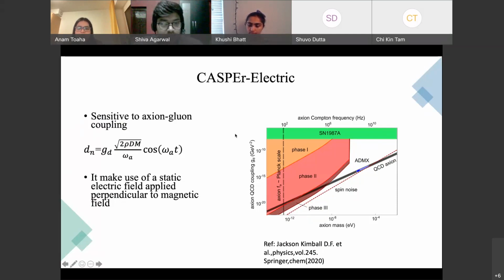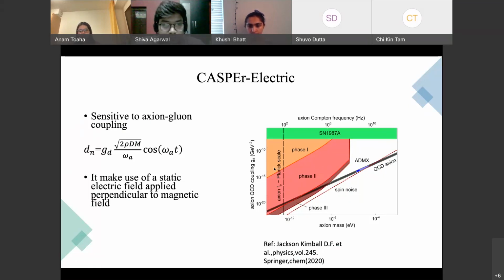So this is also the graph of the experimental reach for CASPEr electric, where different regions show different sensitivities of the experiment. Here you can see that on the x-axis there is the axion mass, and on the y-axis there is the axion coupling strength. The green band shows the part excluded by astrophysical observations, and this gray dashed line is the vertical dashed line, which represents the mass and the frequency corresponding to the axions generated by symmetry breaking at the Planck scale.